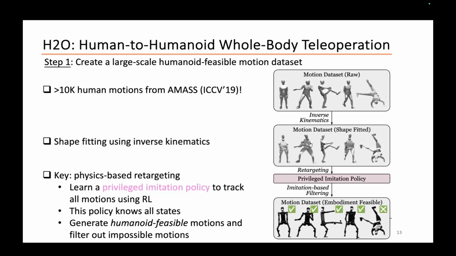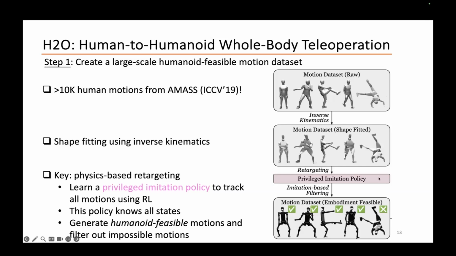Okay, and once we train this imitation policy, we use the rollout trajectories of the policy as the dataset, right? The third row as the dataset. This is basically rollout trajectories from the privileged imitation policy. So to summarize, the goal of this procedure is to generate humanoid-feasible motions, and filter out impossible motions like the last one. The last one we simply remove.